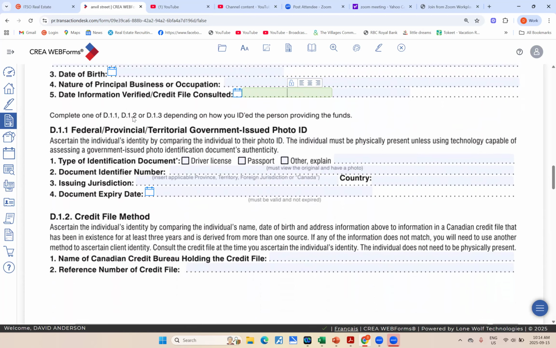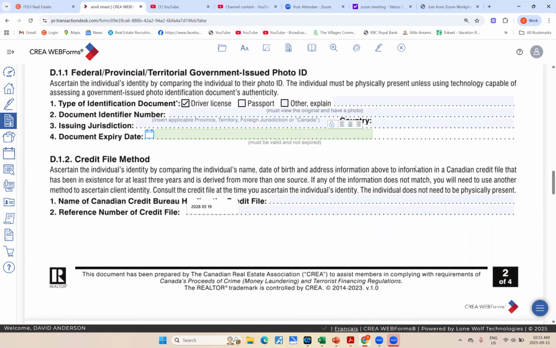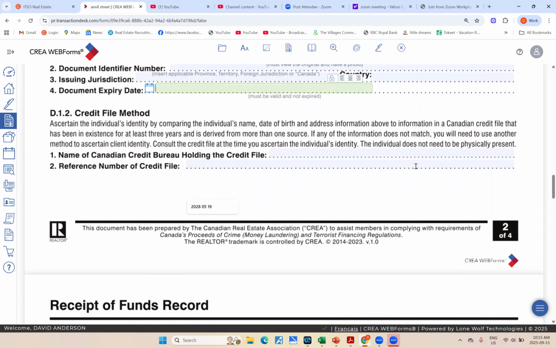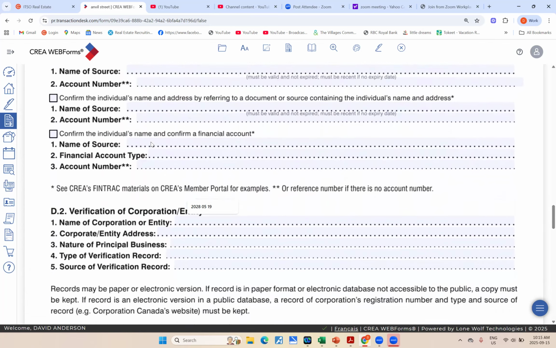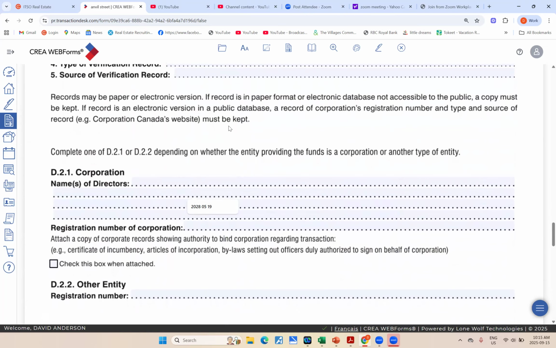Complete D1.1, D1.2, or D1.3, depending on how you ID'd the person providing the funds. So D1.1 is if you got a government-issued photo ID. So let's say you got their driver's license. Put driver's license here. Then put your driver's license number and the country that it comes from, where it was issued, probably Ontario, and when it expires. Pretty simple, straightforward, just fill in the blanks. 99% of the time, that's how you're going to do it. You can use D1.2 or D1.3, but at this point, let's just stick with D1.